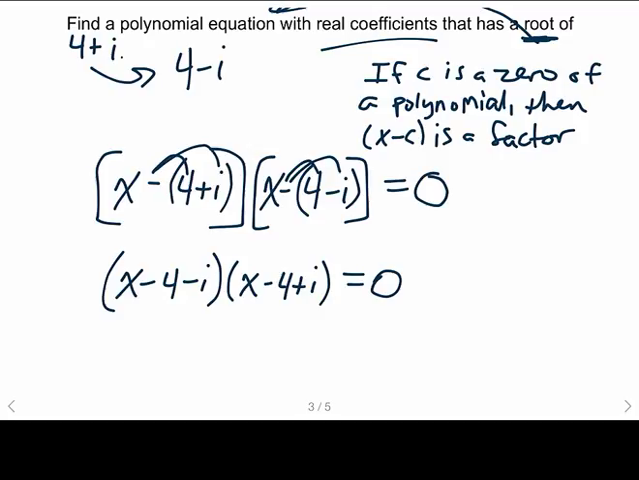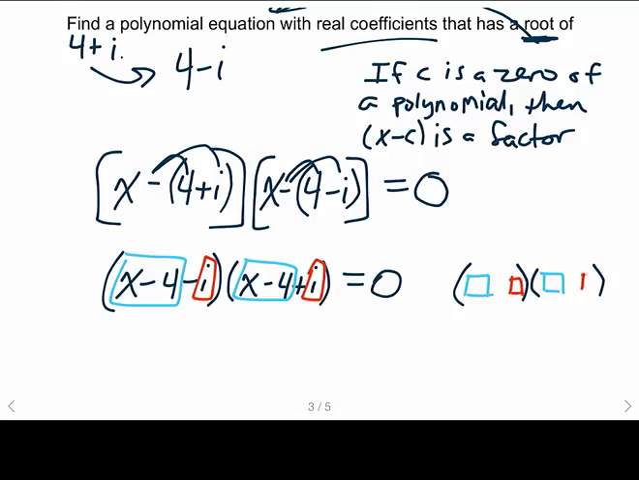I'm going to color code this. x minus 4 appears in both factors. I'm going to put a blue box around x minus 4. And then i appears in both factors. I know, sounds like poor grammar. So I'm going to put a red box around the i's. And now we're going to go abstract over here. We're going to see what would happen if we, generally speaking, multiply blue box minus red box and blue box plus red box.